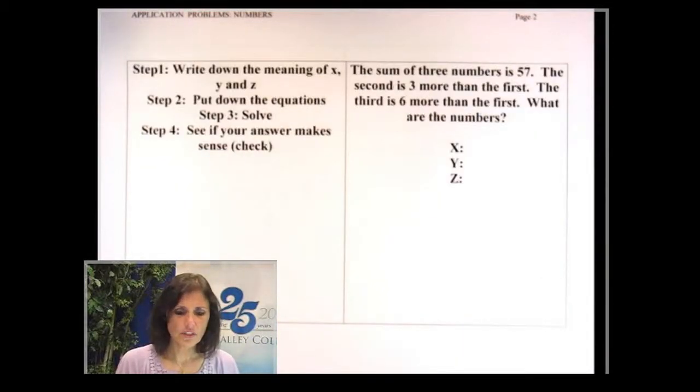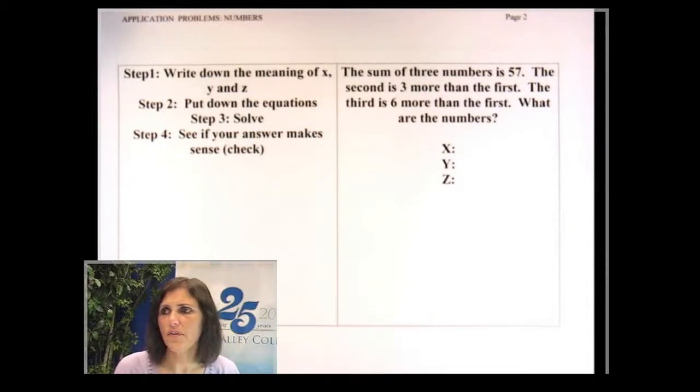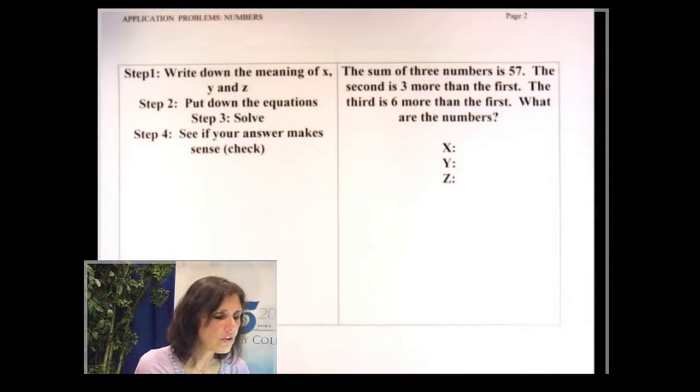All right, so let's do this problem. The sum of three numbers is 57. The second is 3 more than the first. The third is 6 more than the first. What are the numbers? Okay, so I kind of go to the question first.